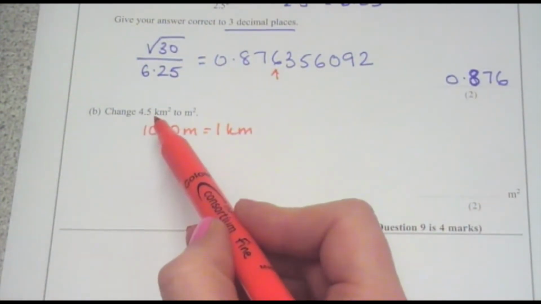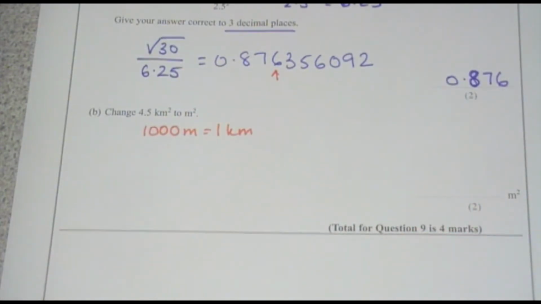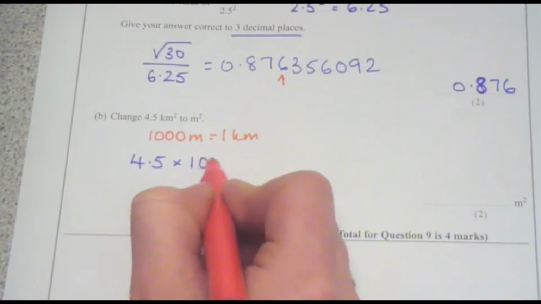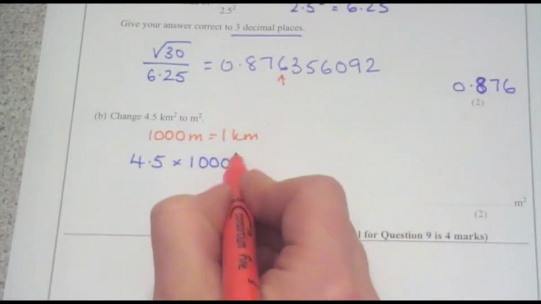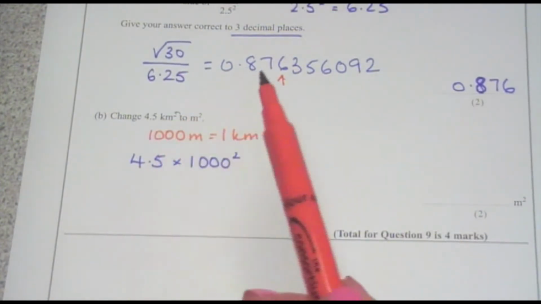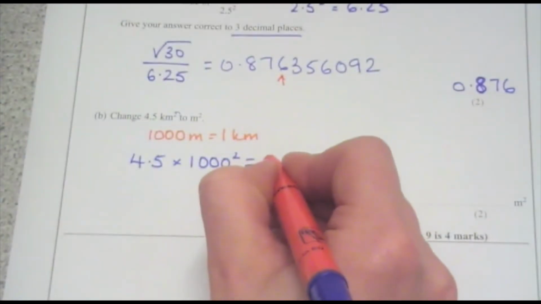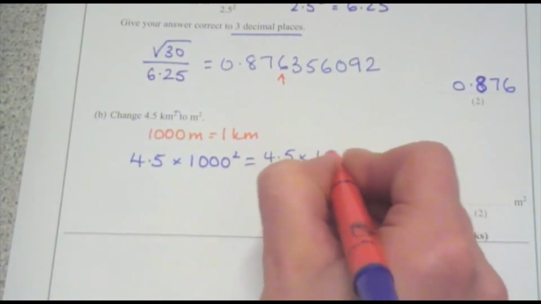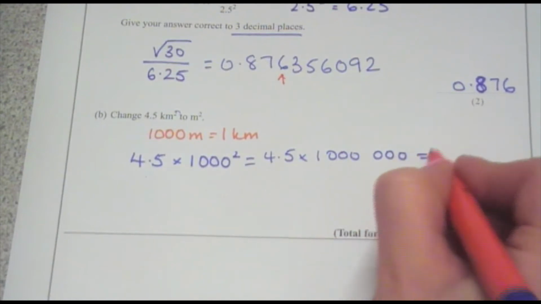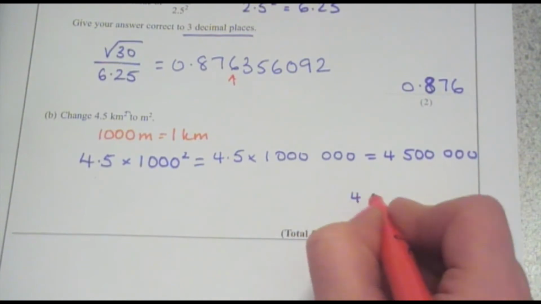If I'm changing 4.5 kilometres squared to metres squared, then what I'm going to need to do is 4.5 multiplied by 1,000, but I'm going to have to do it by 1,000 squared, as I'm not going from kilometres to metres, I'm going from kilometres squared to metres squared. So I need to do 4.5 times 1,000 squared. 1,000 squared is 1 million. And therefore 4.5 times 1 million would give me 4,500,000. And that would be my answer.